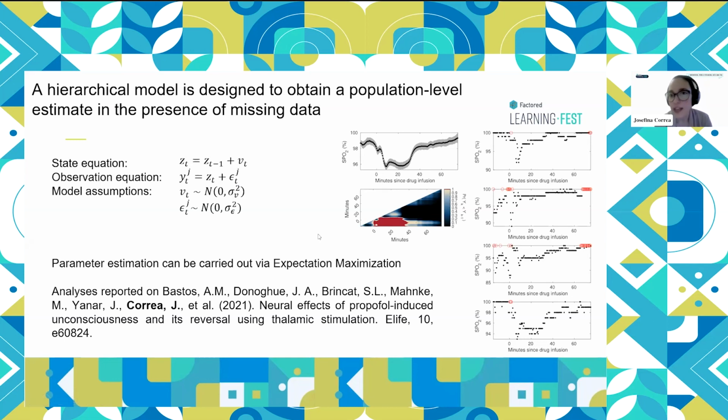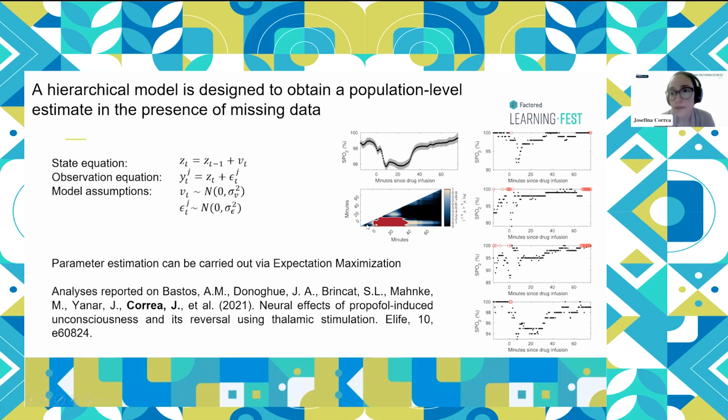And this lets us estimate the black trace here with the gray 95% confidence intervals, which is the population level estimate of the blood oxygenation level. And we can see that there's a drop. After the drug infusion, it drops and then it increases again. And a nice thing about this framework is that we can do uncertainty quantification at a population level, even though we had these missing observations across the different sessions.